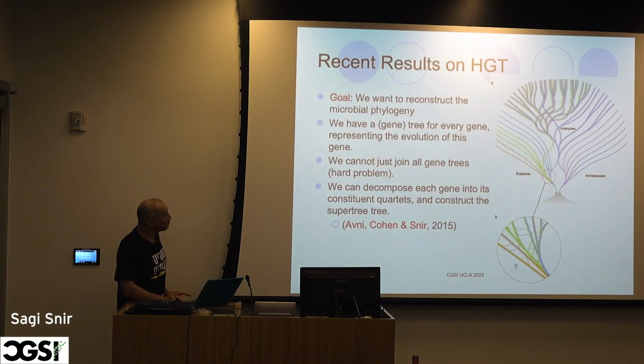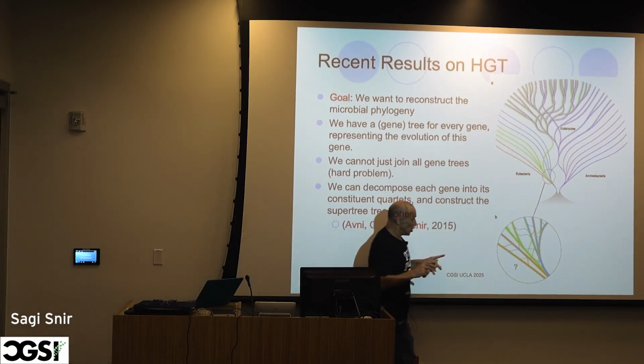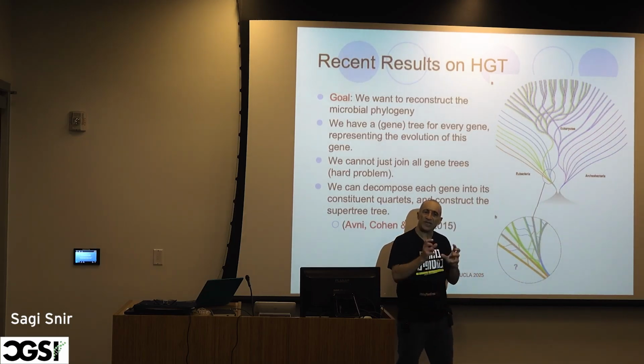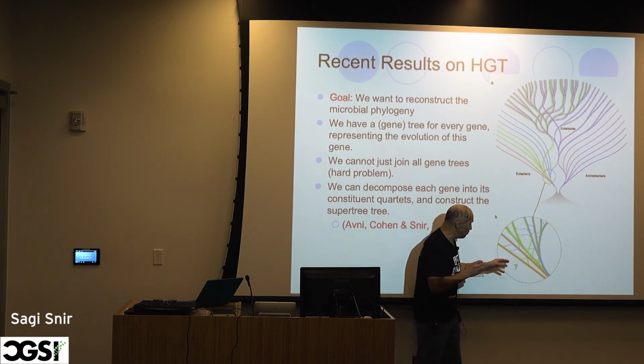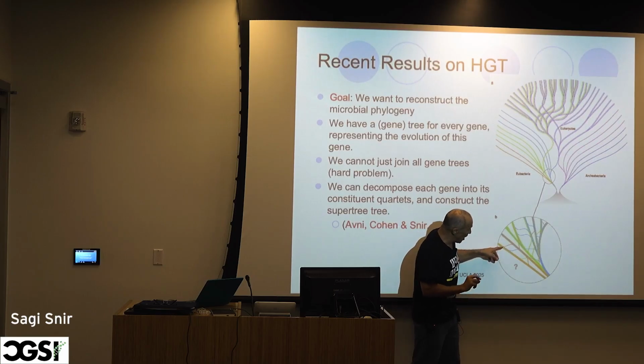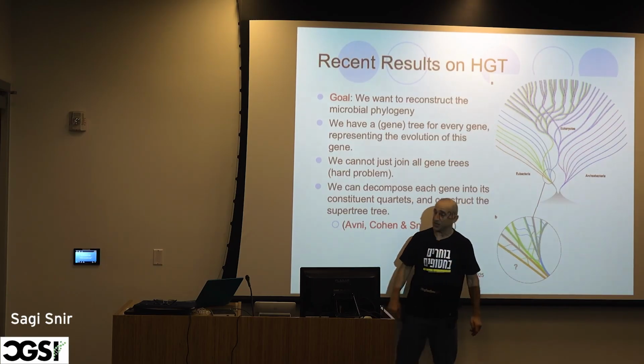And now, what can we do? We want to reconstruct the microbial phylogeny. We have a gene tree for every gene. And let's have a look at what's going on here. So we have these main routes, and between these main routes that are vertical, we have these thin routes, strings that represent a minority of genes that travel between species, okay?